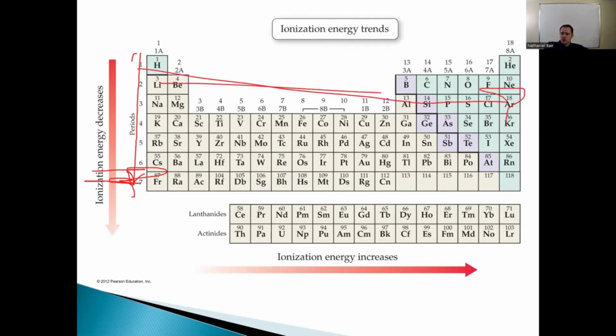So as you go across, the ionization energy increases because the atoms are tiny and it's harder to take electrons away. Helium has the highest ionization energy of any element in nature, and francium has the lowest. You can think of it like this: if you go diagonally from helium to francium, the ionization energy is decreasing, or if you go diagonally from francium to helium, it's increasing.